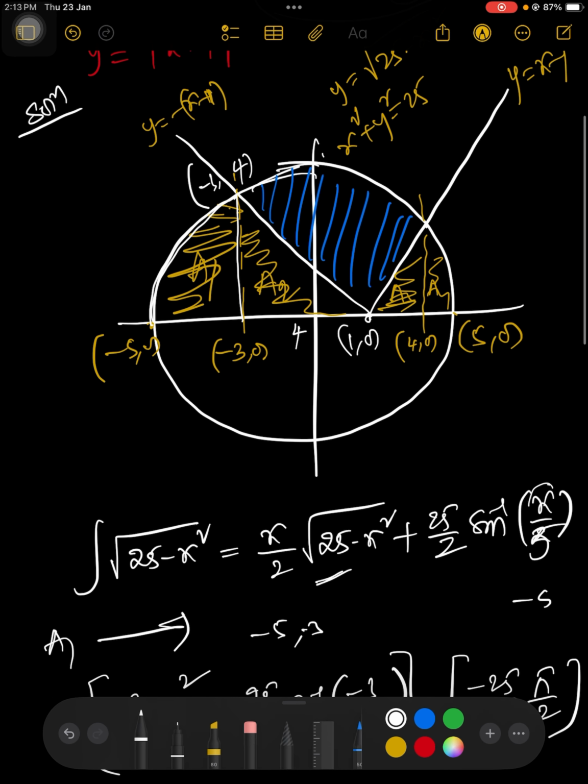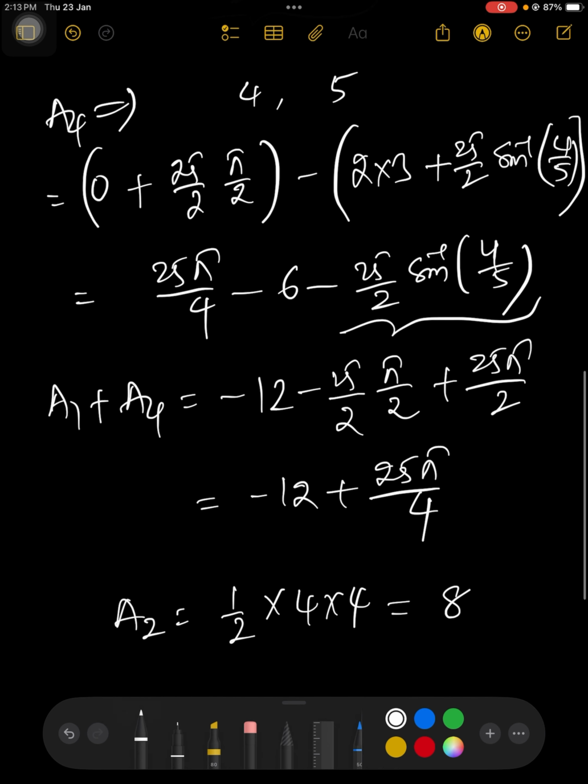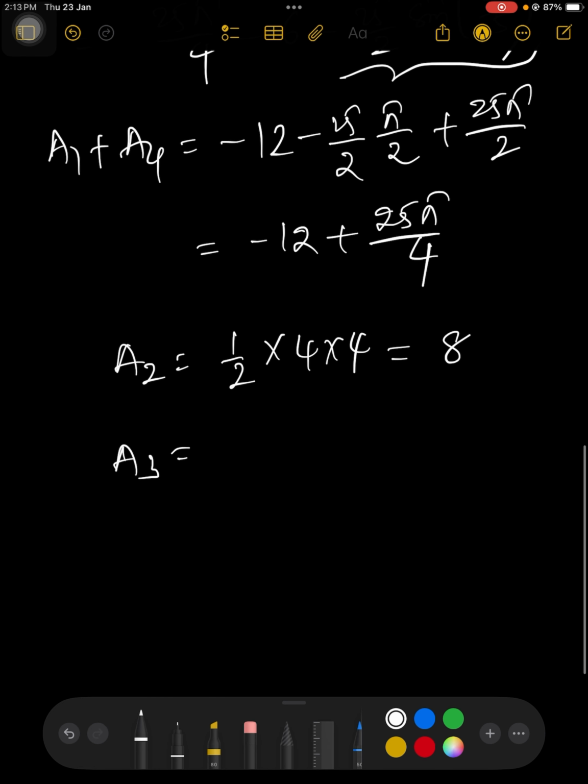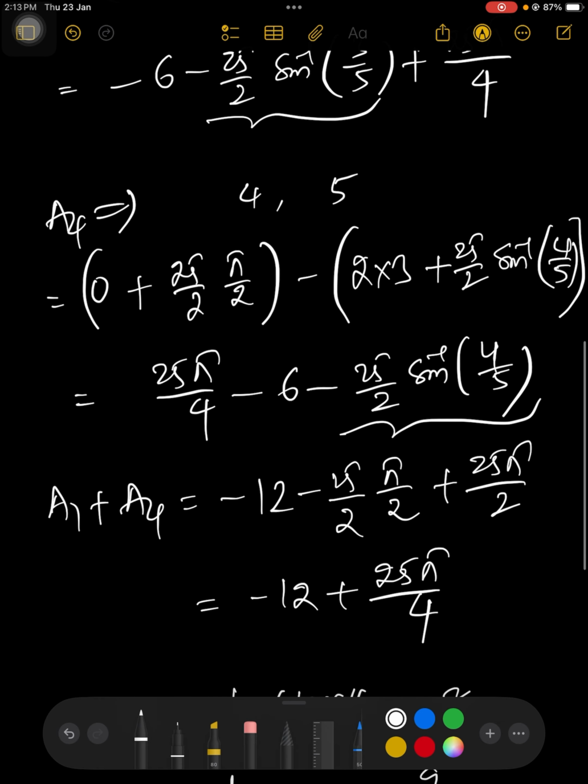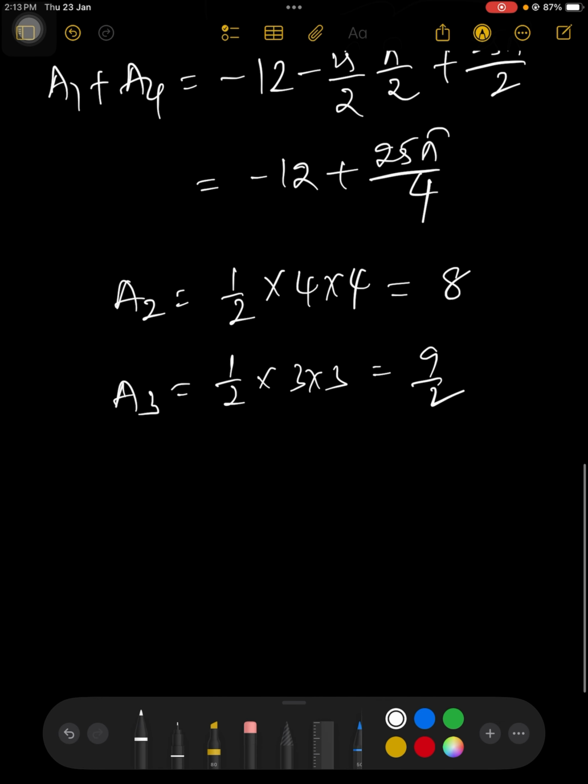Now this point of intersection we can say is (4, 3), so that this height is 3 and in between the distance is 3. So half into base into height: half into 3 into 3, that is 9 by 2. Now we can add all these areas and subtract them from the main area.